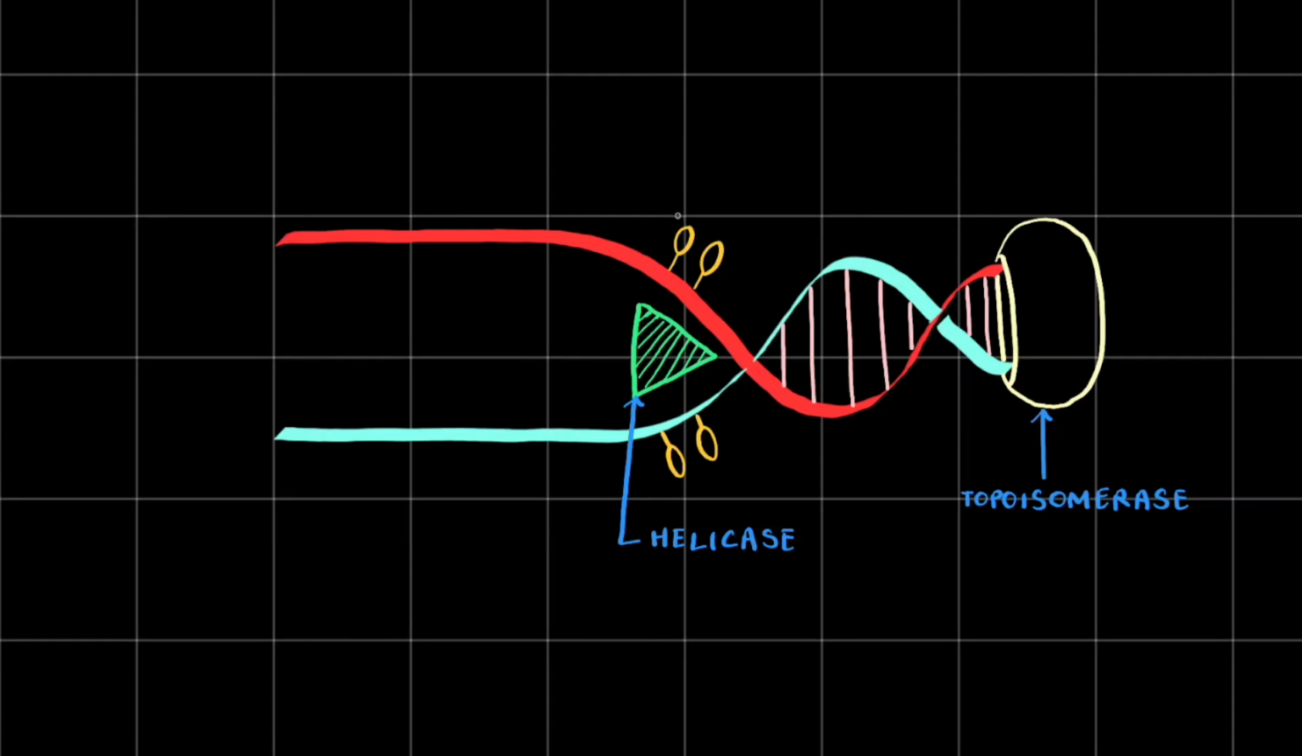Now this yellowish orange bit right here, what do you think this is? I haven't told you about this. That's because it's not an enzyme. This is known as single-stranded binding proteins, also known as SSBP.